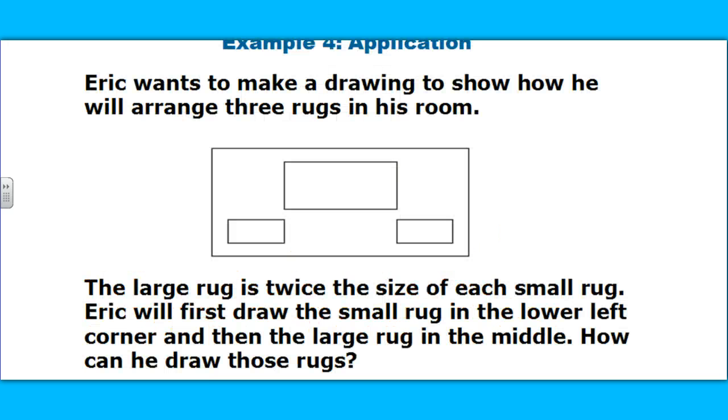Here's a simple little application for similar figures. Eric wants to make a drawing to show how he will arrange 3 rugs in his room. The large rug is twice the size of each small rug. Eric will first draw the small rug in the lower left corner and the large rug in the middle. So how can he draw those? Well, the easiest thing would be to allow the room to be on a coordinate plane, right? And we would place maybe this lower left corner at the coordinate 0, 0, right? And then we could just take a small rug and place it in that corner. Draw yourself the rug.